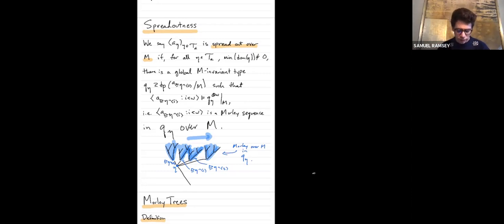So we have this picture here. Here I have fixed some node eta right here, and I can concatenate with 0 or 1 or 2 or 3 or 4, so on and so forth. And I can look at all the nodes above those functions, eta concatenated with 1, eta concatenated with 2, and so on and so forth. And I want that to be a Morley sequence in some global M-invariant type. So this is saying something about the way I move horizontally through my tree. That's very generic.